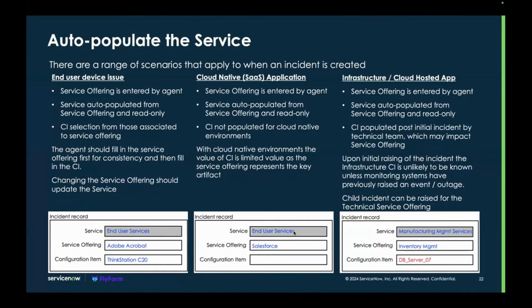And finally, something that's quite common on a service desk is you might know the service which is at fault. In this case, we've got a problem with the service offering around inventory management.